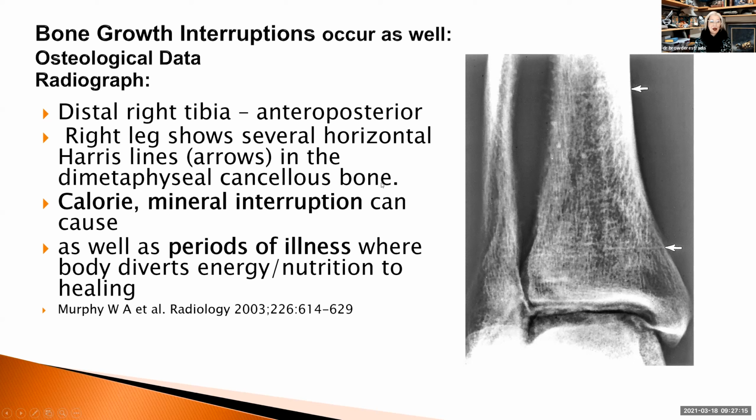So in this case, and you don't need to have all this anatomy vocab, but I know some of you are anthro majors and you might need it for something else. So distal means away from the center, so the lower. And so we can see Harris lines in this case. Then there was either calorie or mineral interruption. Or the person might have been quite ill, where the body diverted energy or nutrition to healing, or they just didn't have enough for this to form really smoothly, without faster, slower growth interruptions. Okay, so yes.